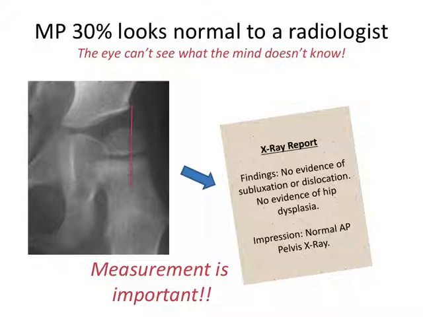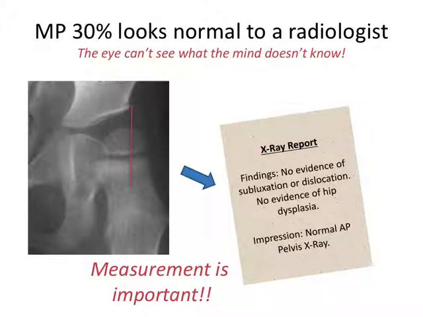And here is the very important critical piece of all of this, which is that unless specifically told to, an AP pelvis with a migration percentage of 30% will come back with a report like this from a radiologist. No evidence of subluxation or dislocation, no evidence of hip dysplasia, normal AP pelvis. And the critical thing here is to get quantitative. So there must be a quantitative measurement of hip migration percentage.